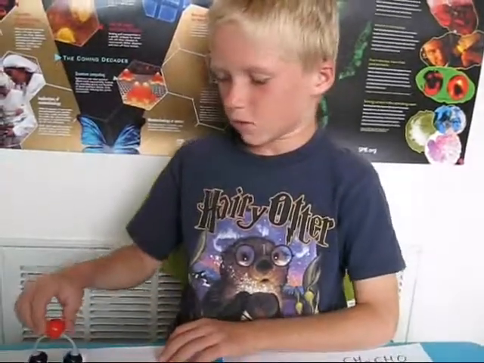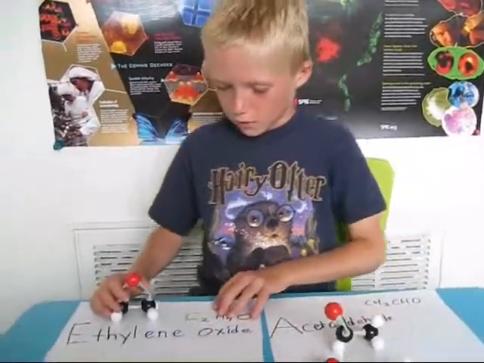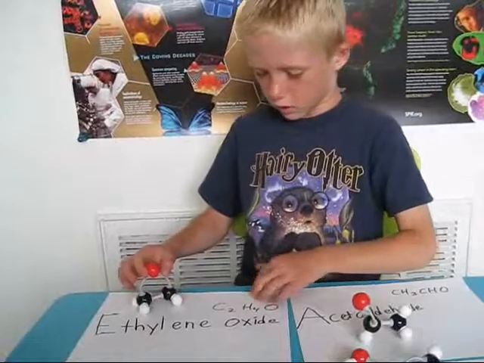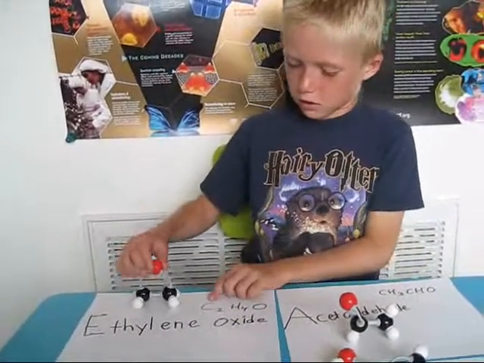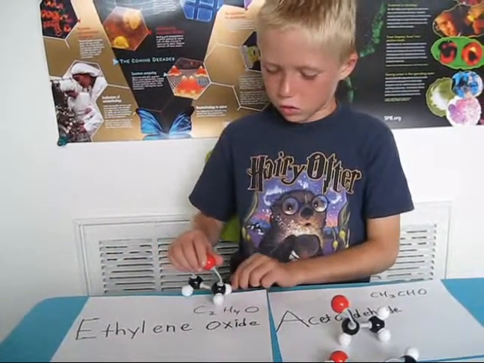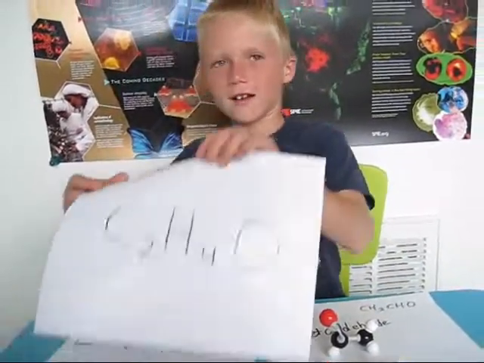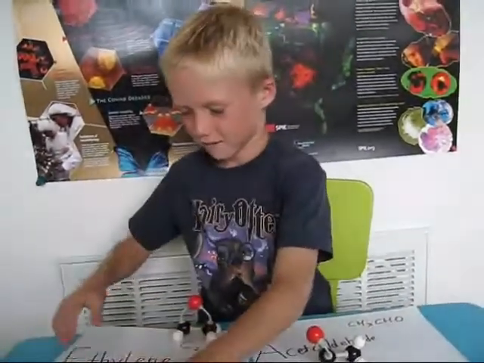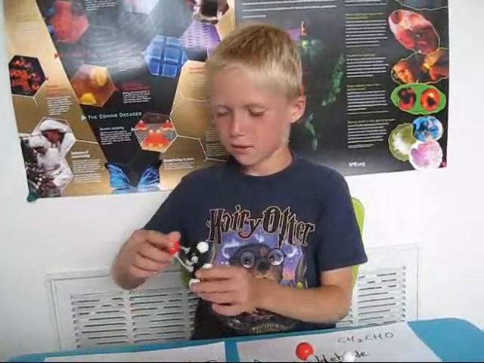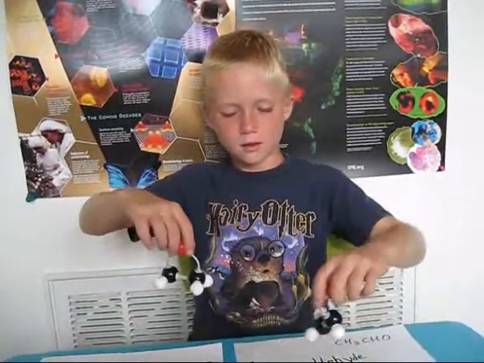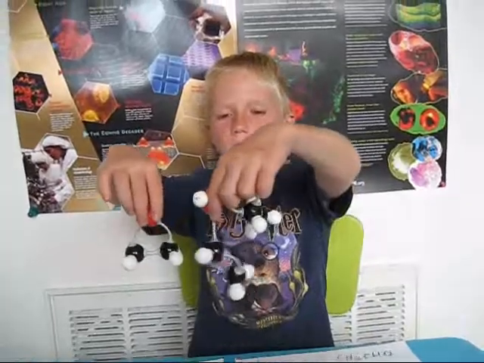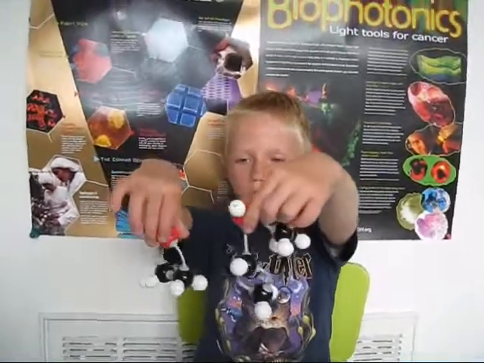The last one we found was called ethylene oxide. Its formula is C2H4O, as you can see here. But these molecules all have the same atoms in them, right? Same atoms, but different look.